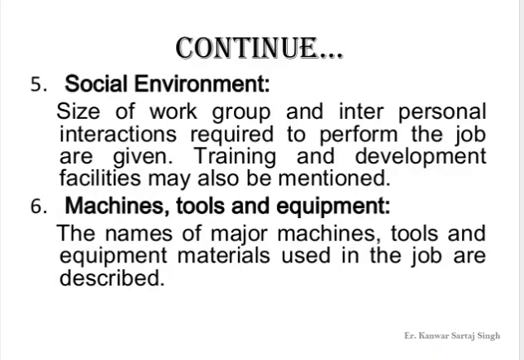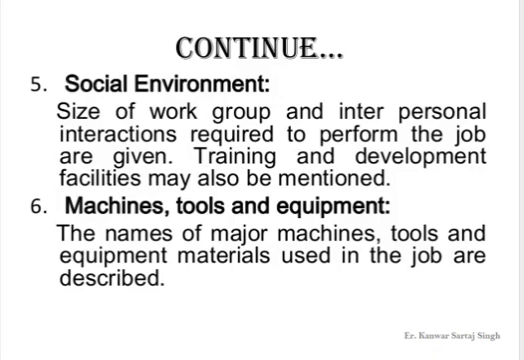Fifth is social environment. Size of work group and interpersonal interactions required to perform the job are given. Training and development facilities may also be mentioned. So, where that person has to do the job, how many more people would be there, what will be the size of the work group, and what kind of interpersonal interactions would be there. So, all these things are mentioned in the job description.